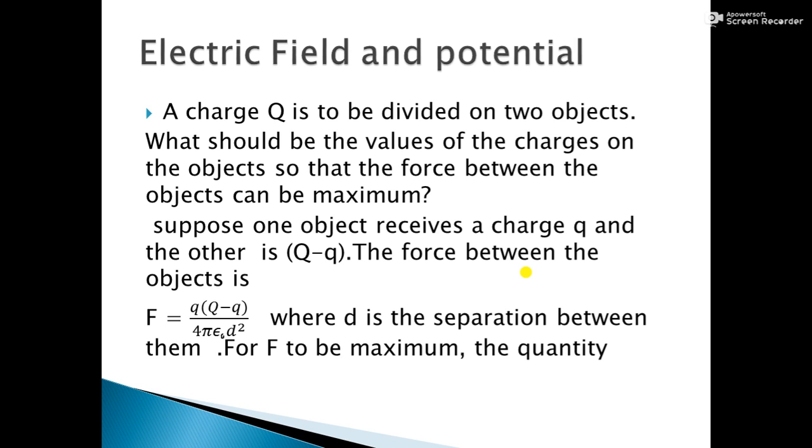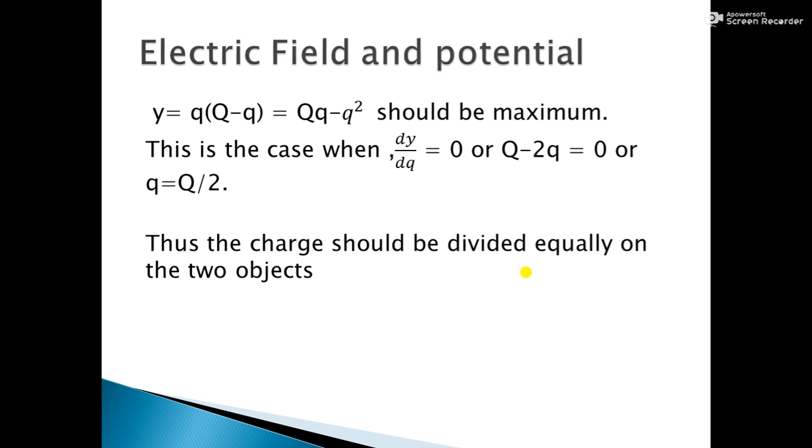For F to be maximum, the quantity y, which is equal to q into (Q minus q), that is Qq minus q square, should be maximum. Differentiating this equation with respect to q, we get dy by dq. It should be 0 for y to be maximum, so Q minus 2q should be 0, or small q should be equal to capital Q upon 2. Thus, the charge should be divided equally on the two objects.